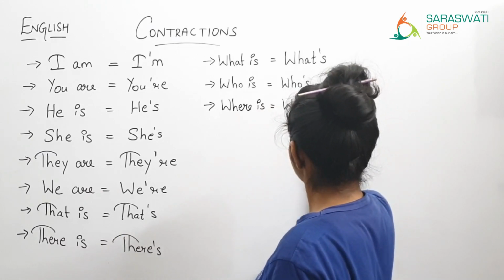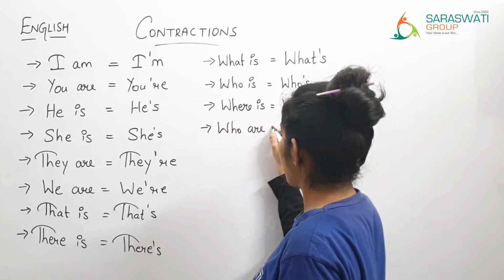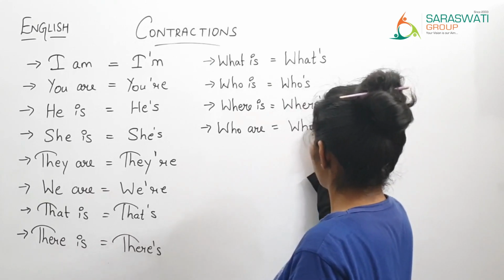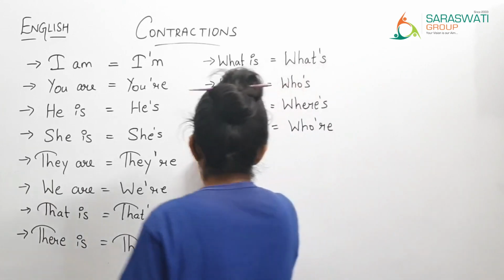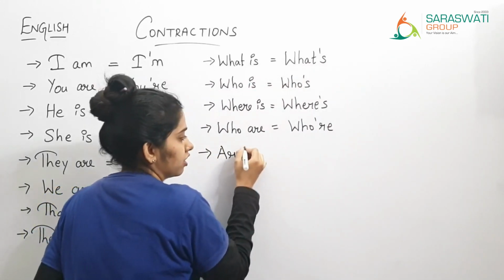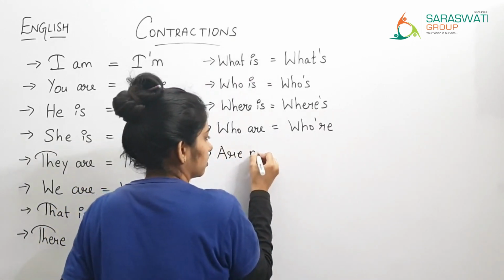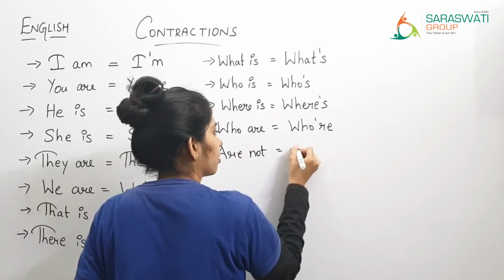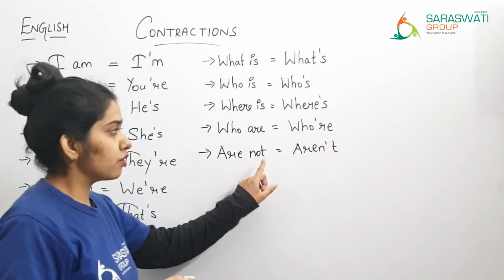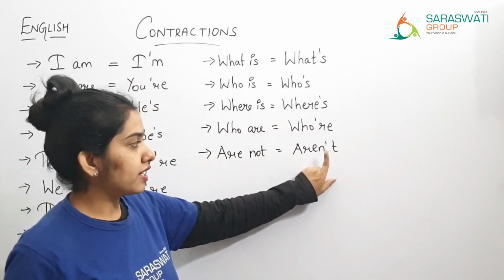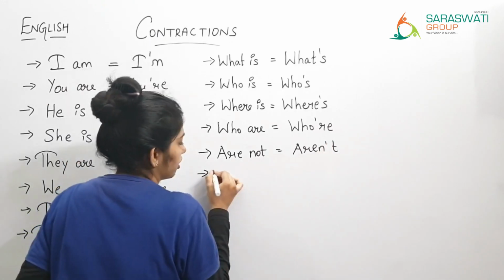Where's. Who are: who apostrophe are. Then are not: aren't. So over here we have dropped down the letter O, and in place of O we have used an apostrophe. Is not.